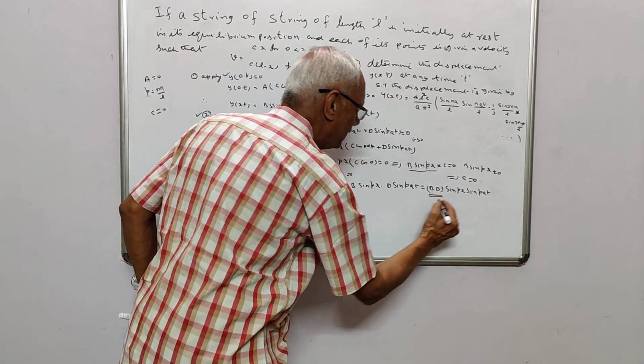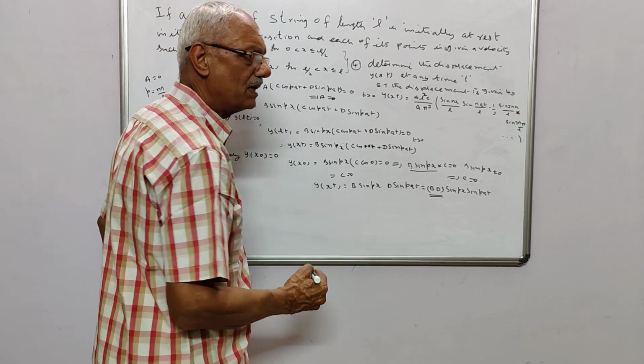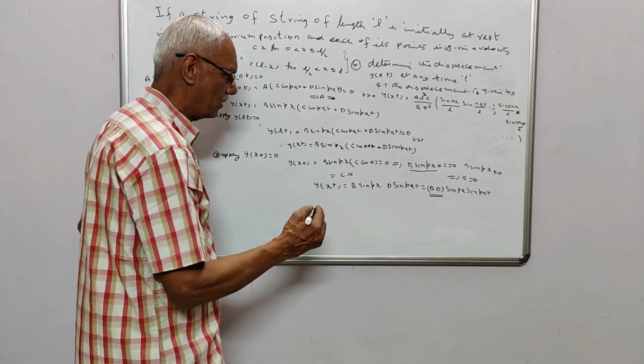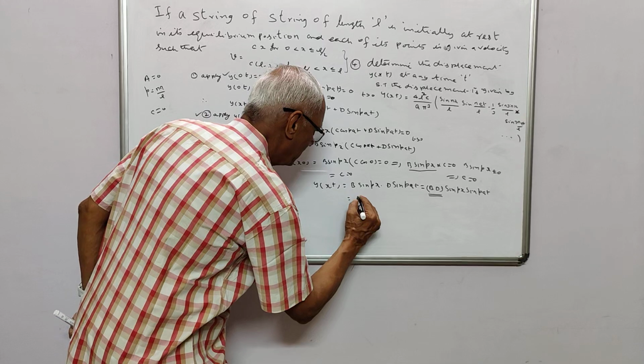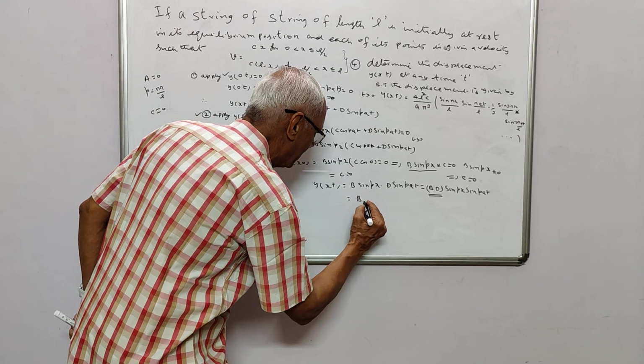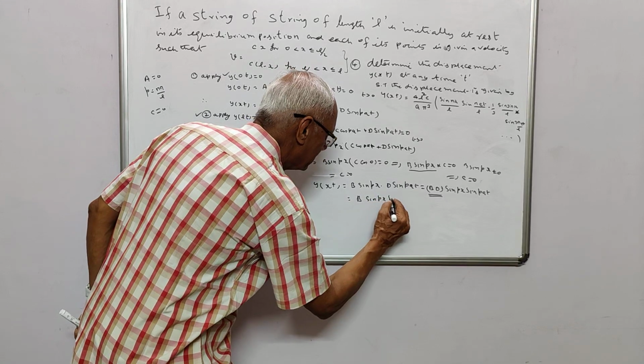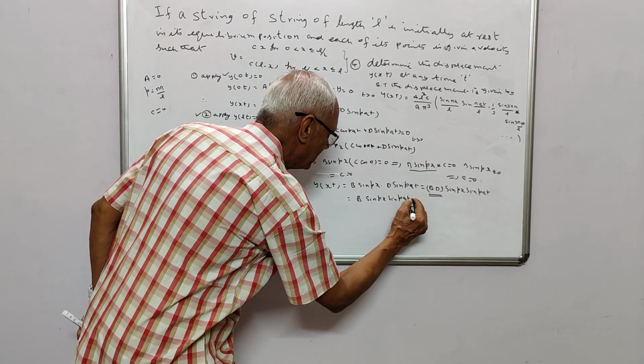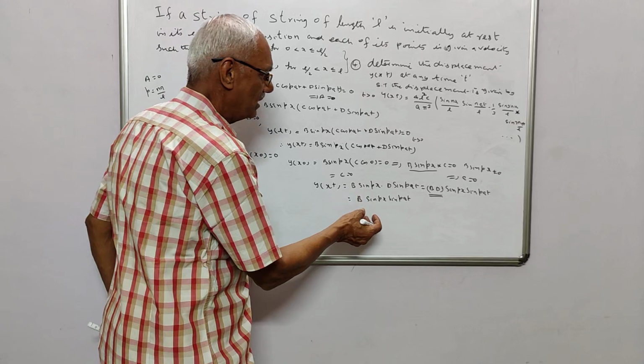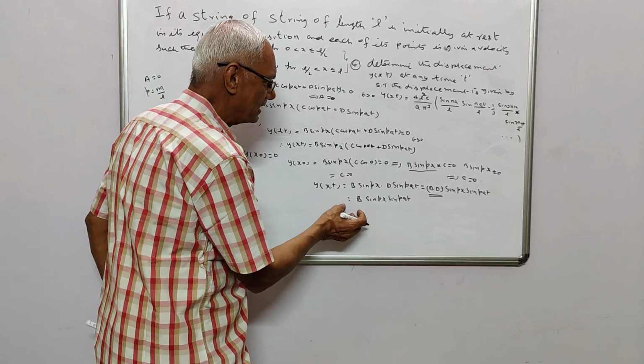And you see that this is again a constant. B is a constant, D is a constant, so BD is again a constant. So let me call it as B, and it is B sin px into sin pat. And this is y(x,t).